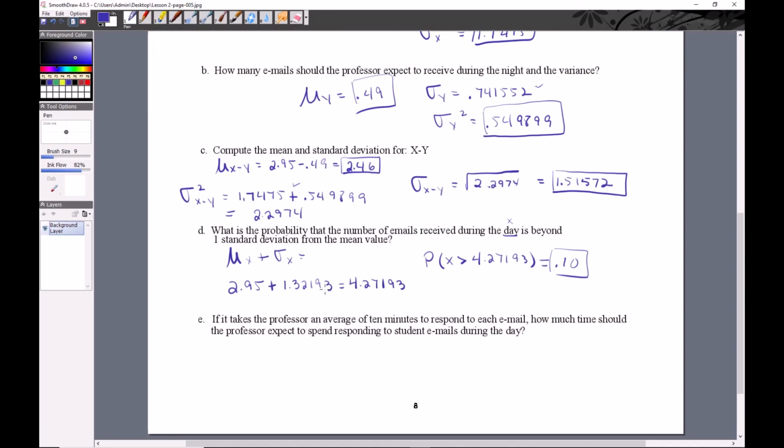And finally, if it takes the professor an average of 10 minutes to respond to each email, how much time should the professor expect to spend responding to student email? Well, here is the expected emails during the day. So if he gets, on average, 2.95 of them, almost 3, we'll just multiply that times 10 minutes. He should expect to spend 29.5 minutes, or 29 minutes and 30 seconds. So there you go. That's it.